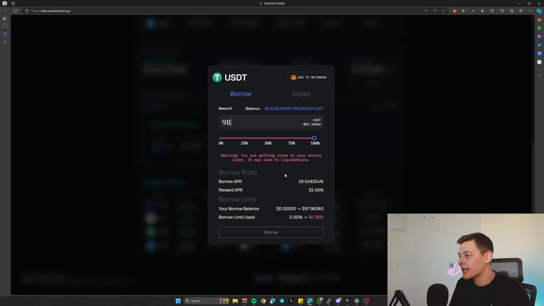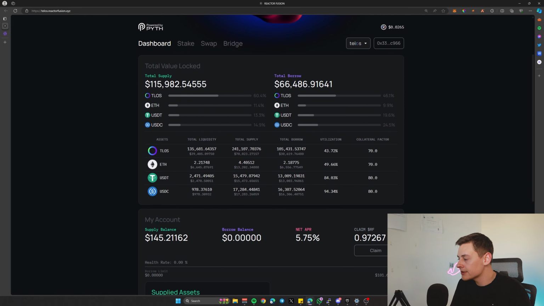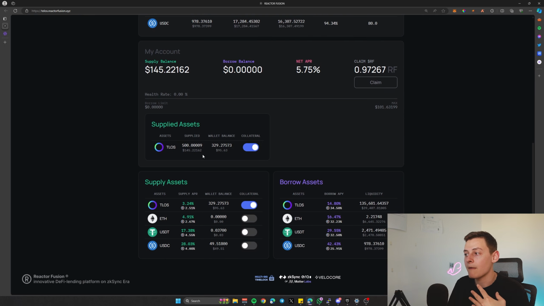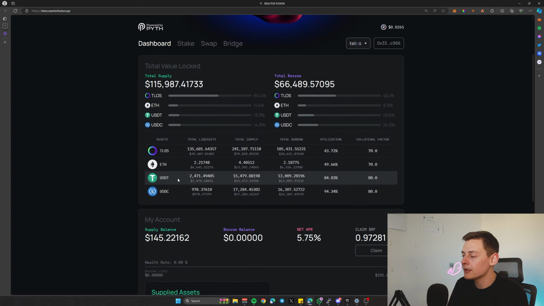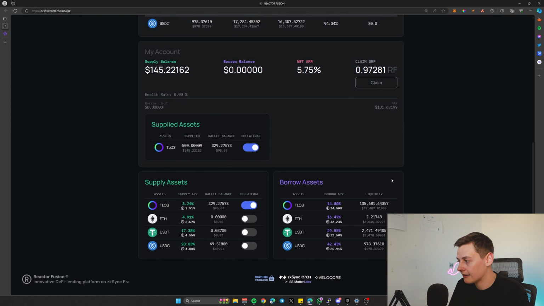So even then, it is saying that I'm very close to my liquidation limit. Something to keep in mind is that when you are lending and borrowing on these protocols, there are limits to how much you can borrow. I've deposited roughly $145 worth of Telos as security, as collateral. When I borrow USDT, the collateral factor is 80%, or if I borrow against my Telos, sorry, it's 70%. What that means is that I can currently borrow 70% worth of $145.